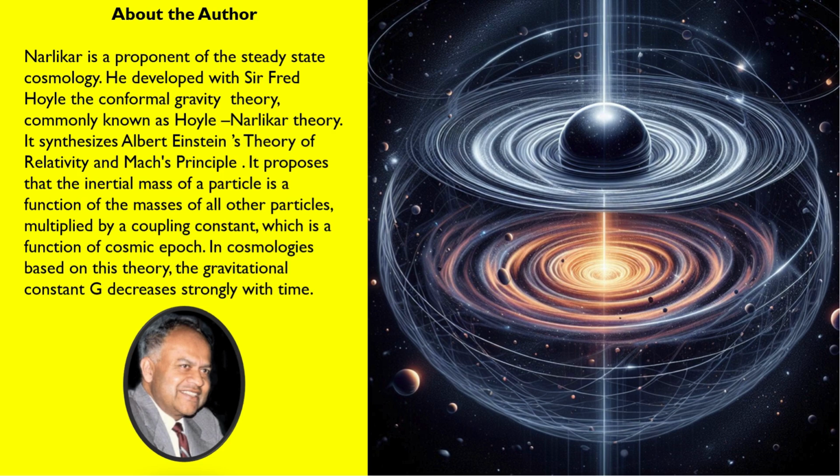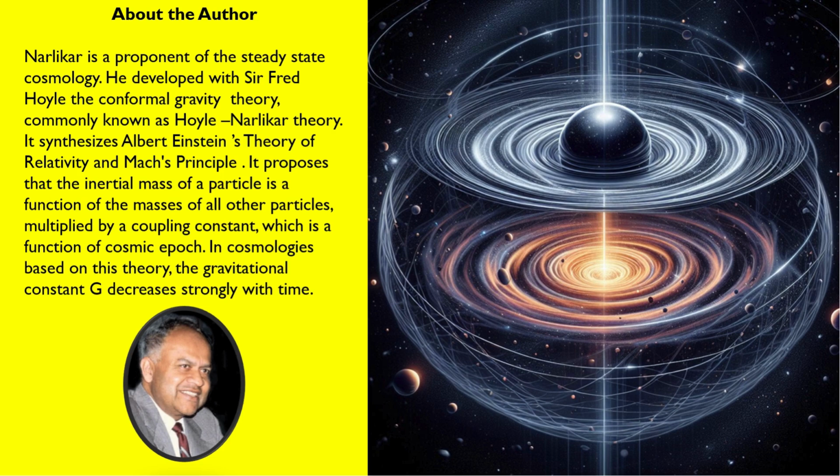It proposes that the inertial mass of a particle is a function of the masses of all other particles, multiplied by a coupling constant, which is a function of cosmic epoch. In cosmologies based on this theory, the gravitational constant G decreases strongly with time. Now get ready for the detailed understanding of the text of the chapter.